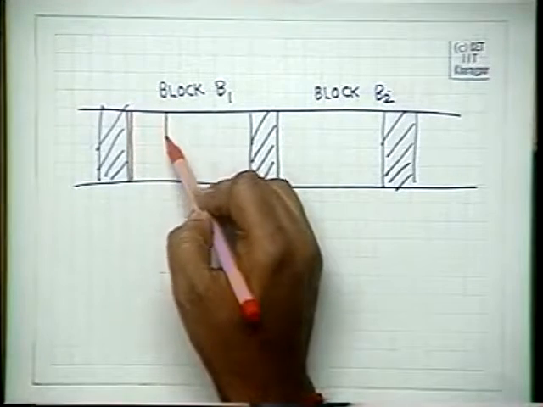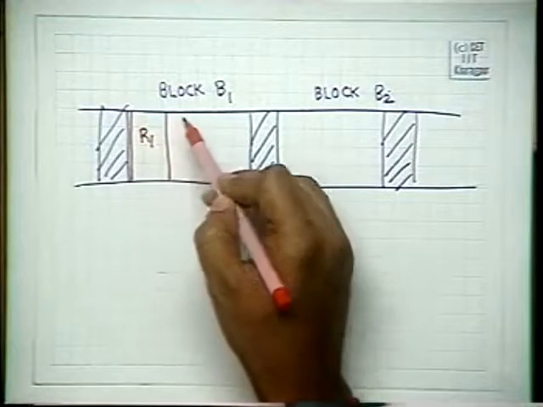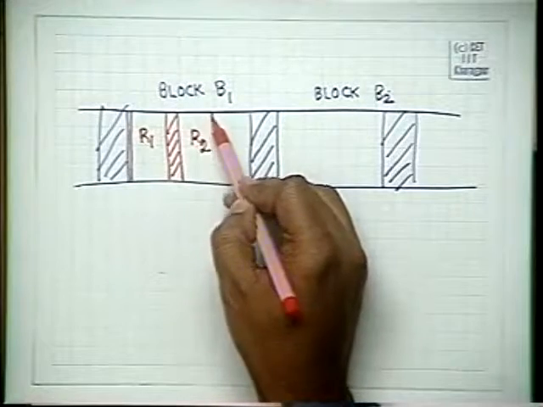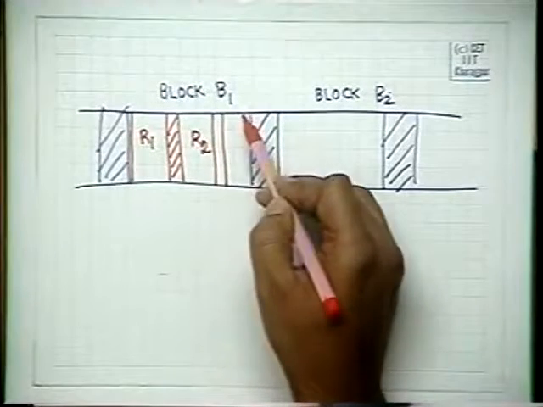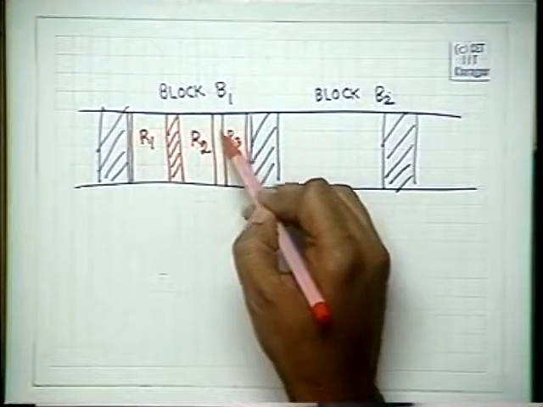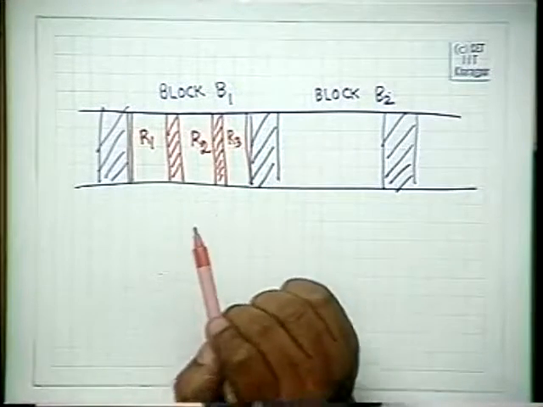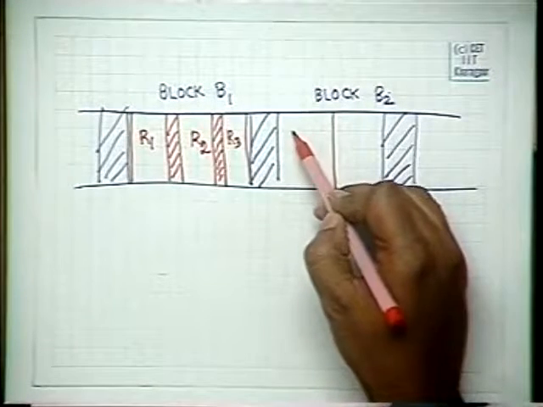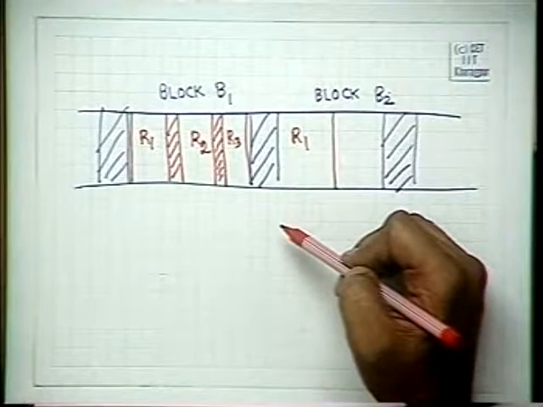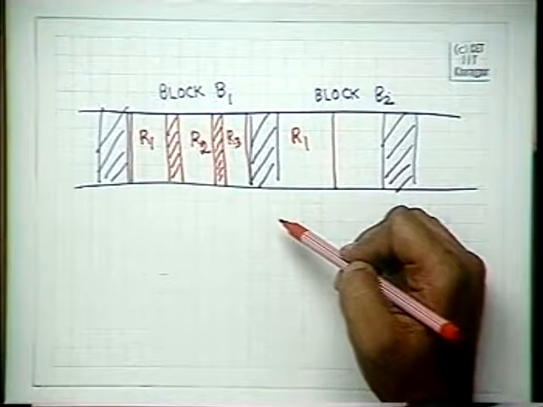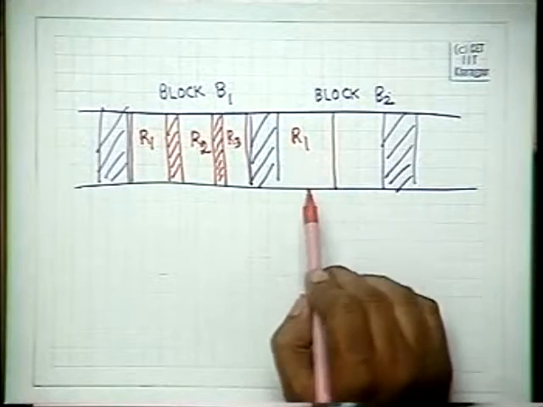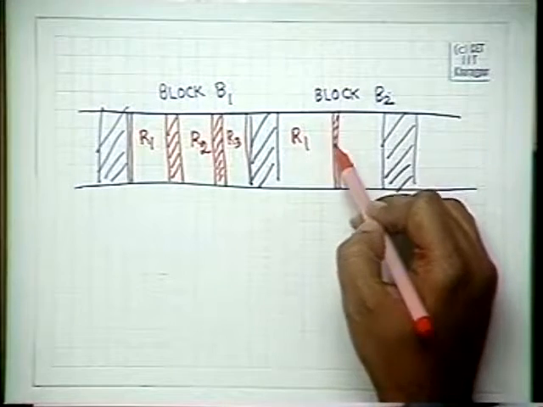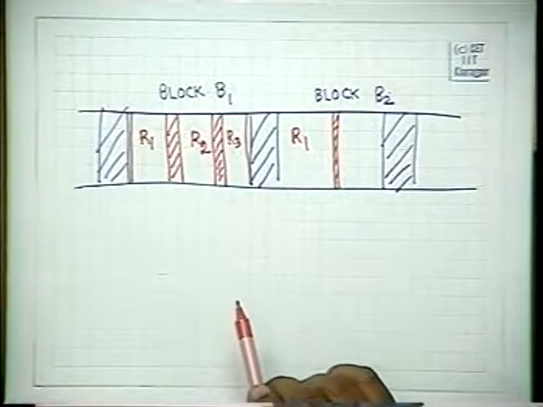The first record may be stored here, R1, there will be an inter-record gap, R2, there may be an inter-record gap, and maybe R3, or if the size is a bit problematic, then we may have just R1 here, and so much of space may be wasted, because the size of the record is such that it is not commensurate or not a multiple of the size of the block and the inter-record gap, then we may be wasting a lot of space.